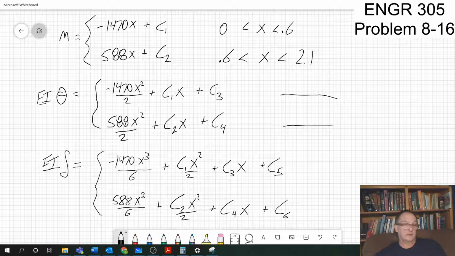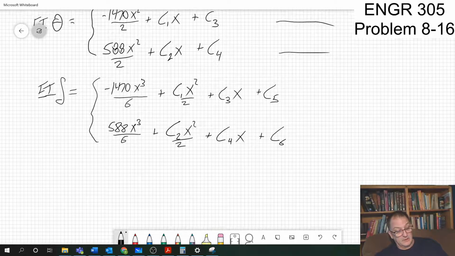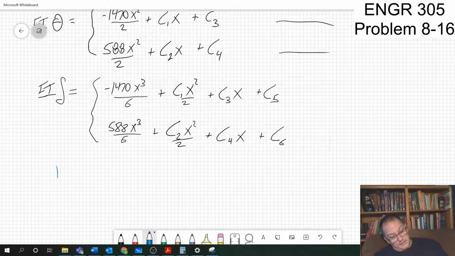Ugh. Who set us up for this? Who picked this problem? Oh, wait, that would be me. It's kind of a fun problem because it's a real problem. It's a kid on a diving board. It's a fun problem. So, boundary conditions.